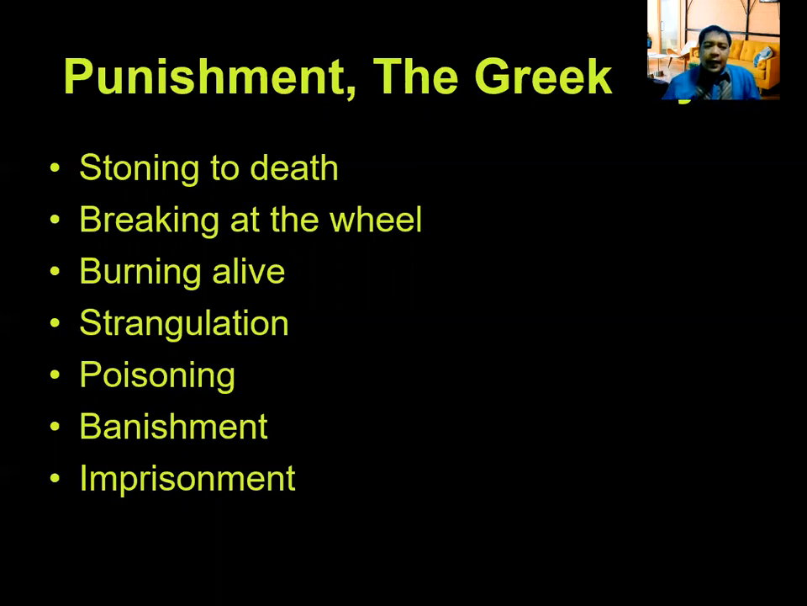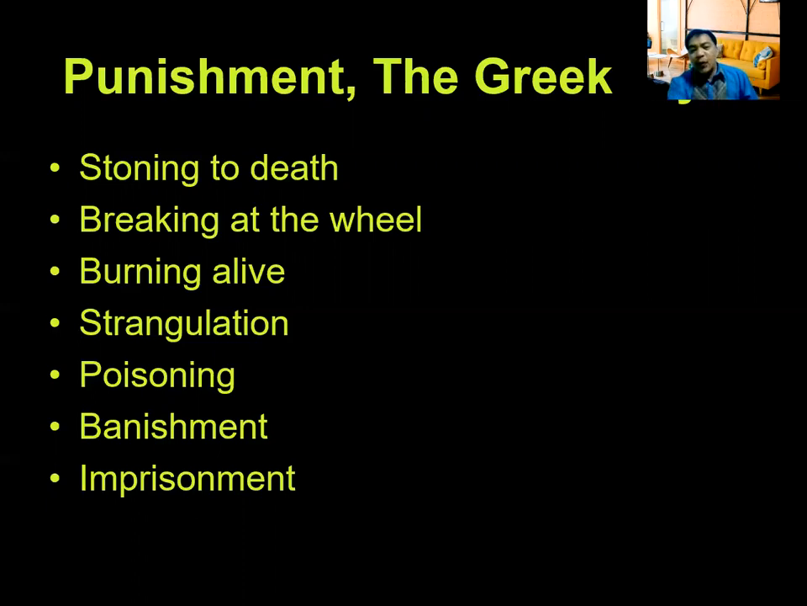In banishment, you will be removed from the locality. You will still be allowed to roam around the borders of the community to which you originally belonged. But the moment you enter that restricted area, the penalty of death awaits you.